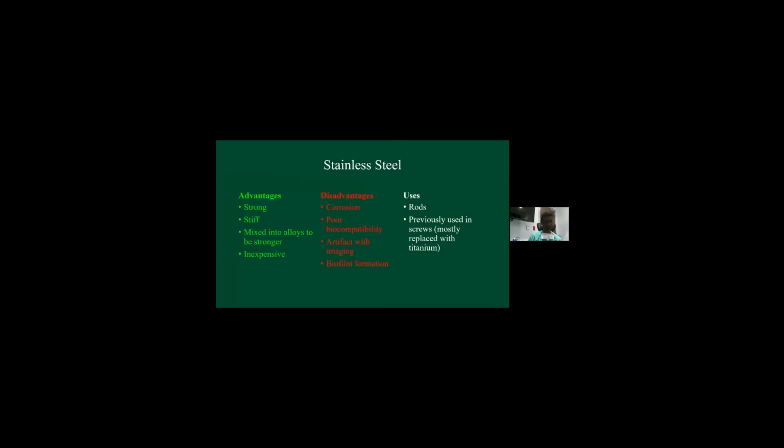So stainless steel has many advantages and disadvantages. It's strong, it's stiff, it can be alloyed into different compounds to make it stronger, and it's relatively inexpensive as well. However, the disadvantage of stainless steel is that compared to some of the other metals out there, it's more susceptible to corrosion. It has relatively poor biocompatibility when compared to titanium. It creates artifact on imaging, and it is more likely to form biofilms compared to the other metals as well.